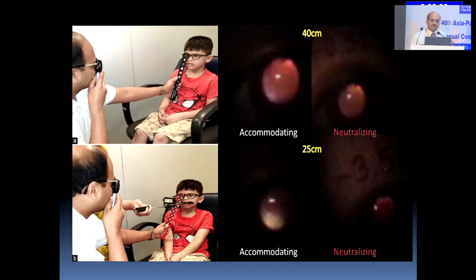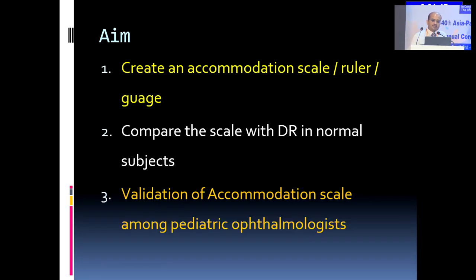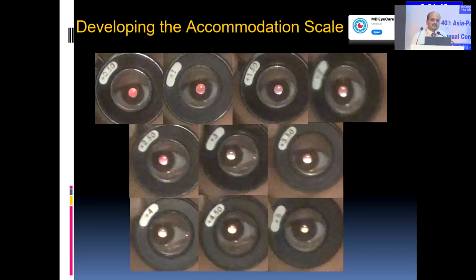As you see over here, when the child is looking at 40 centimeter and there is an inferior crescent, you can neutralize it with minus 0.5 diopter, and while looking the same child at 25 centimeter, you could neutralize it with 3.5 diopter, indicating the amount of accommodation the child is exerting. So in this study, we wanted to create a scale and then validate it. The scale was created like this.